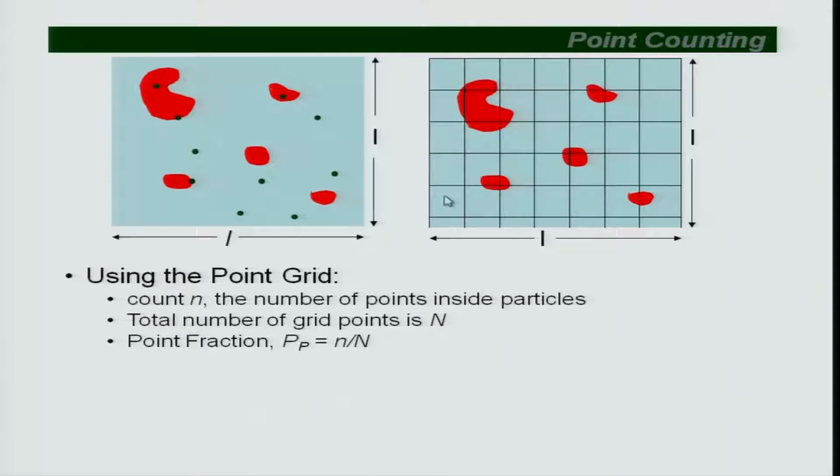And we should also know what is the total number of points. If I look at this, the total number of points here, counting these points as well at the very edge, is 48. So, capital N is 48.